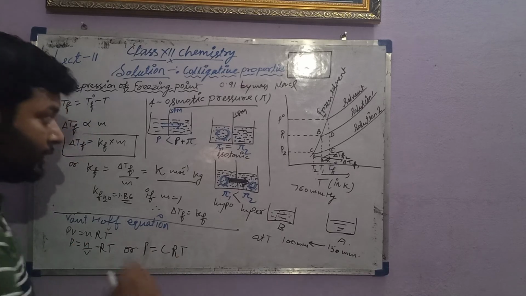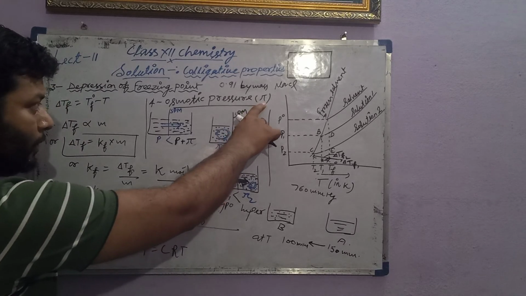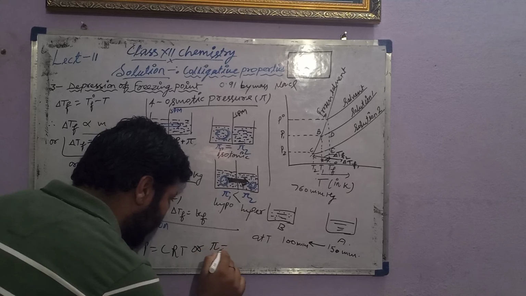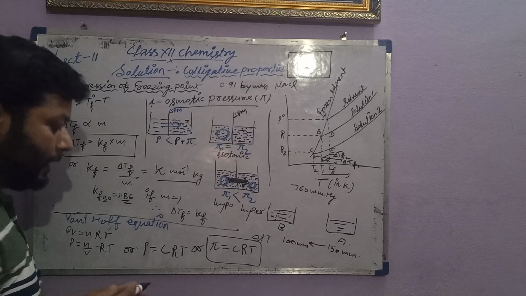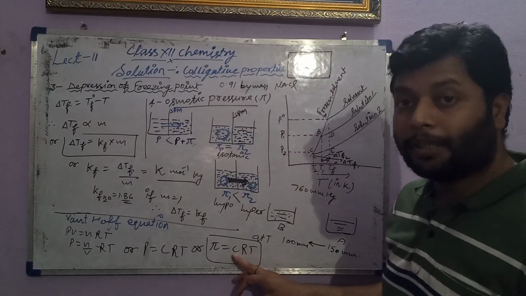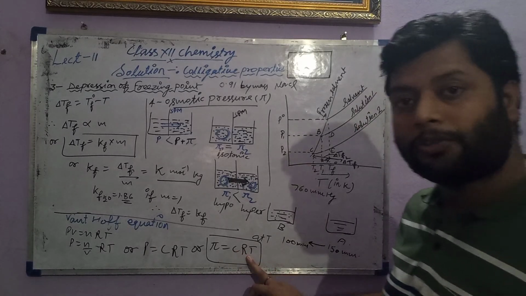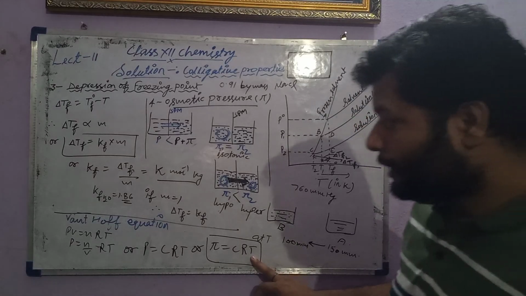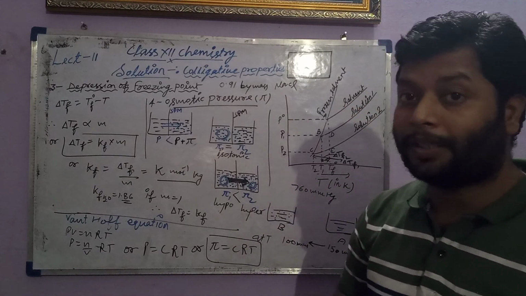But this is for the gaseous system. For a liquid system, P can be substituted by pi. So for an aqueous solution, it can be written as pi equal to CRT, where pi is the osmotic pressure of the given solution, C is the concentration in terms of molarity for the same solution, R is the gas constant, whose value is the same as usual, and T is the temperature in Kelvin. You can solve problems on the basis of this equation, known as the Van 't Hoff equation.